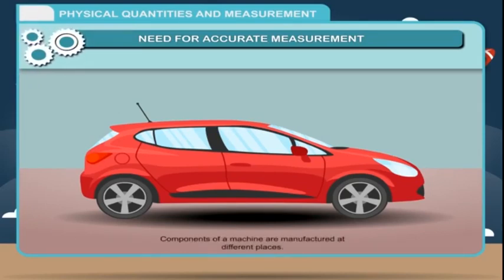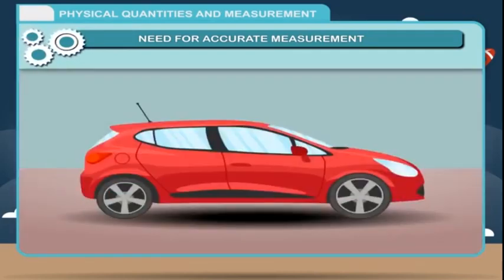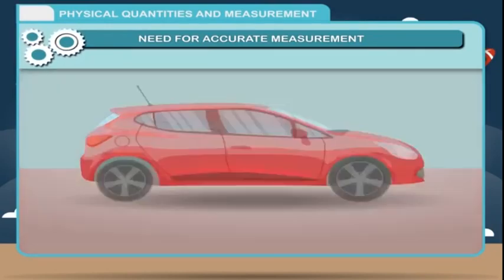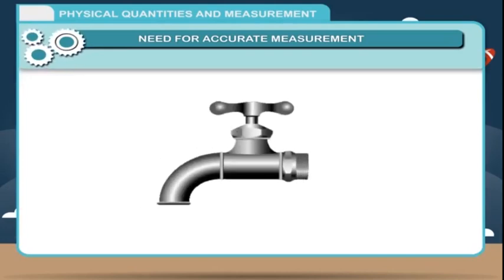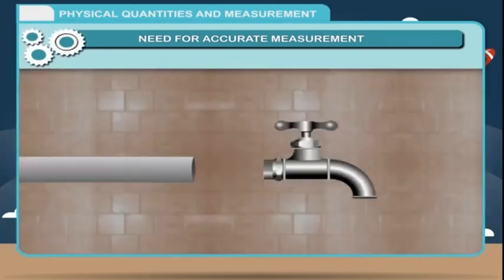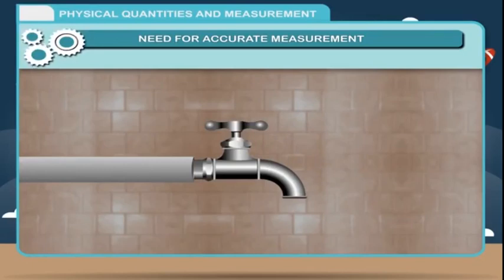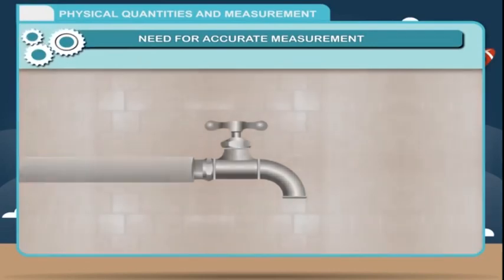Components of a machine are manufactured at different places. If each component is different in measurement, there will be a difficulty in assembling the machine. To remove all such difficulties, measurements are controlled very accurately. The water tap you bring from the market fits into any pipe of its measurement. This could not have been possible without a control on the accuracy of measurements.